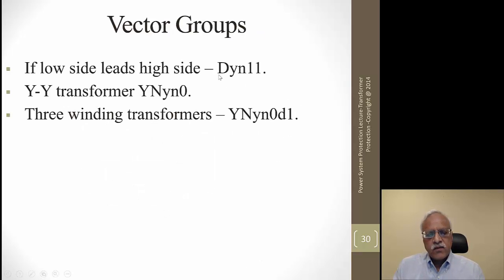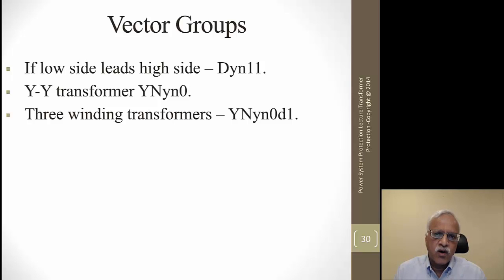So similarly, if a low side leads the high side, that is dy 11. A Wye transformer is shown like this. For three winding transformers, with the delta lagging the Y winding, it is shown as 1 here. So these are simple explanations. Please go through this and you will understand it very well. The high voltage winding is always a capital letter, the low voltage winding is always a small letter, and the number tells you the phase relationship between the high voltage and the low voltage winding under consideration.